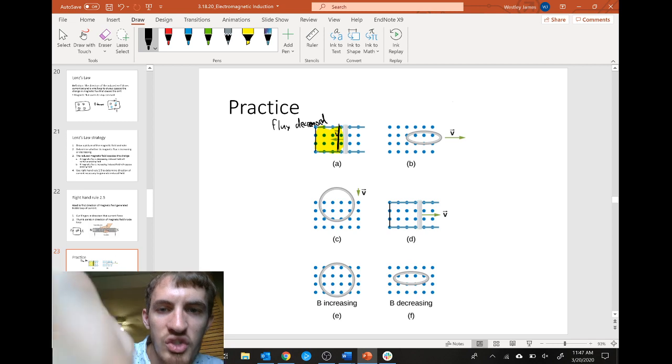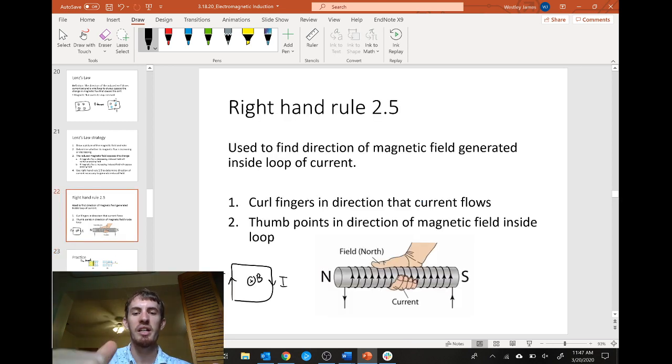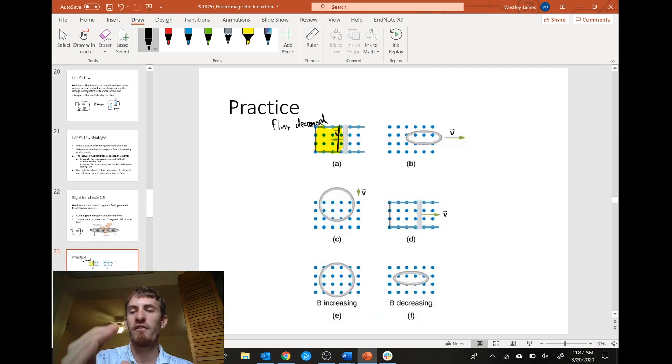So I need to generate more field lines in that same way. Well, what is that way? Well, you see here these dots mean it's out of the board, so I need more out of the board. So I kind of use the opposite right-hand rule 2.5, but instead of curling your fingers around current, I just point my thumb. I'm like, I need more out. Oh, look, my fingers curl counterclockwise.